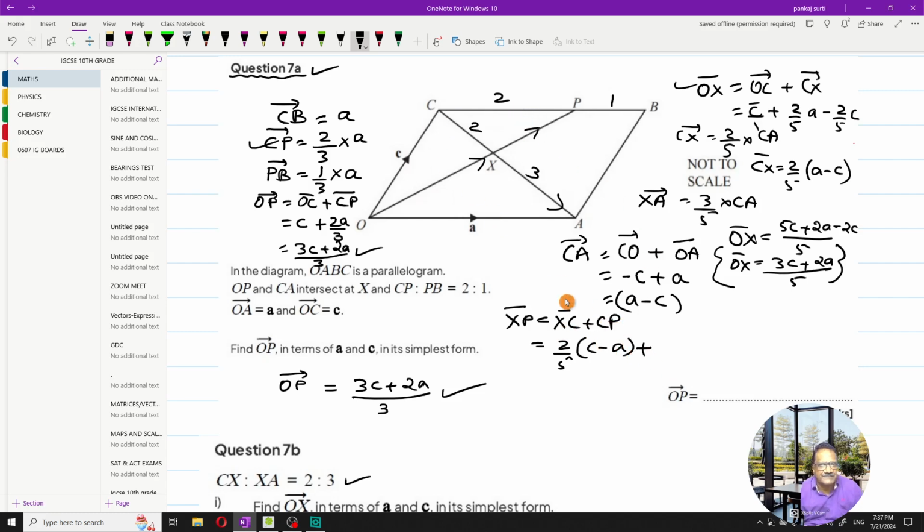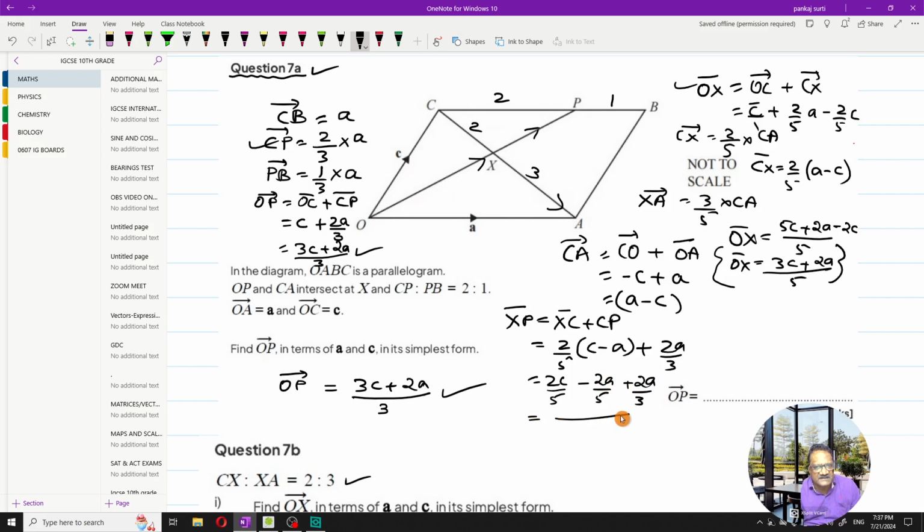Now CP we have already found out somewhere. Where is this CP? Yeah, it's over here. See, can you see there's a CP over here, right? So CP we have taken as 2A by 3. So plus 2A by 3. Okay. Now let us open up this bracket. So this will be 2C upon 5 minus 2A upon 5 plus 2A upon 3.